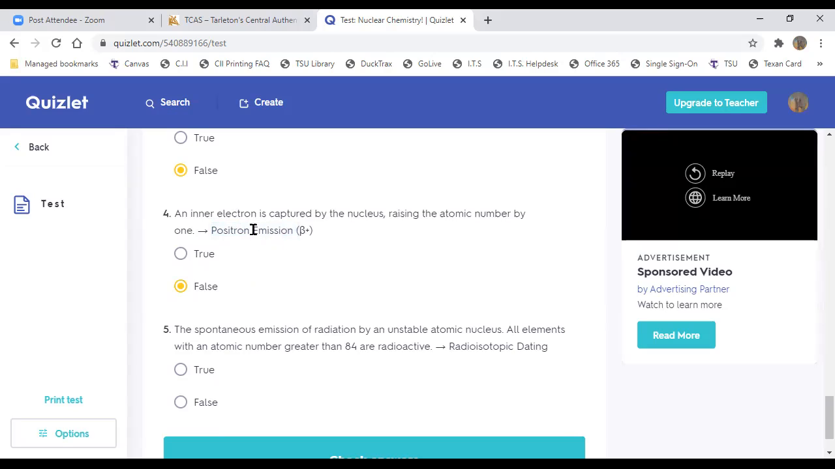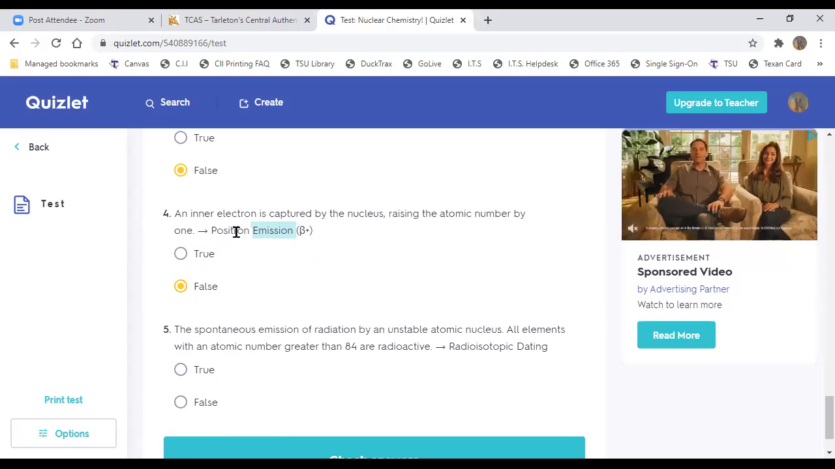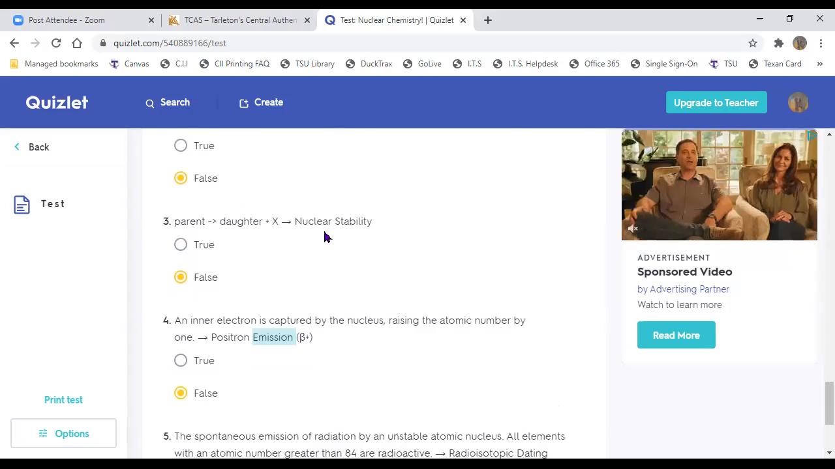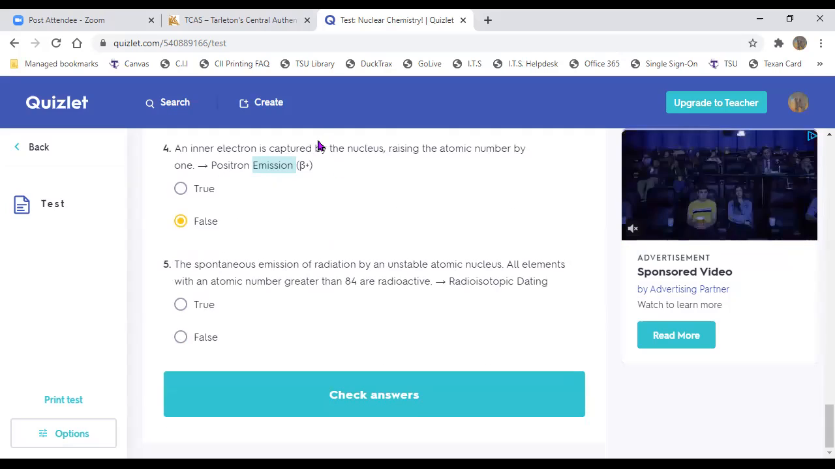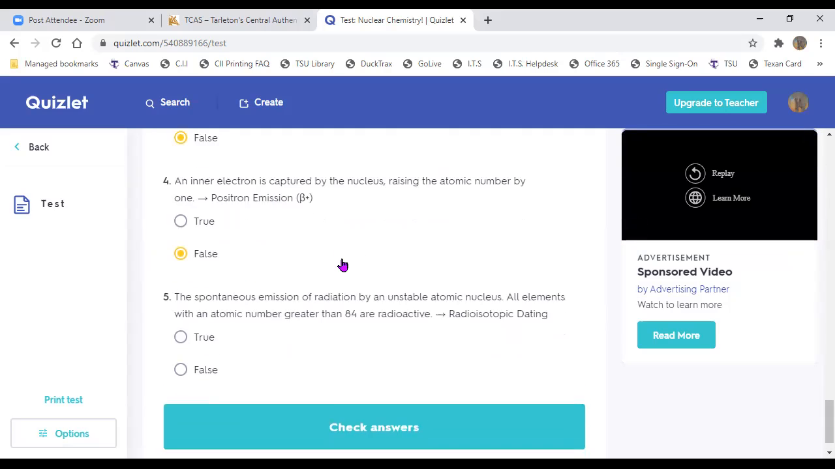So that's a quick tip. If it says emission, I didn't know what that word was whenever I took this class the first time. So emission just means it's releasing. So if you have alpha emission, beta emission, and positron emission, that means it's getting rid of it, sending it away. And so that's going to be releasing the positron. In this scenario, though, an inner electron is captured. So that's how you know it's going to be electron capture and not positron emission.